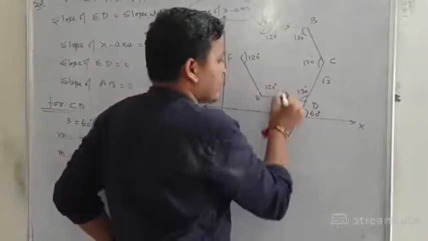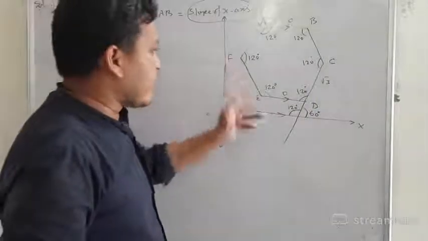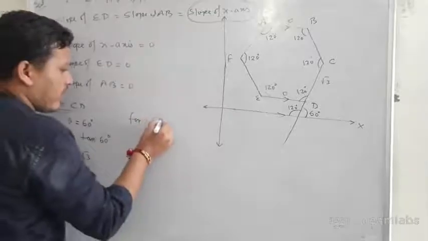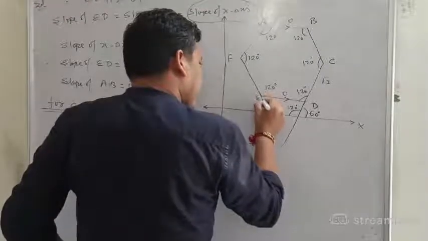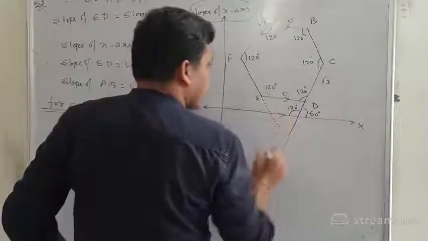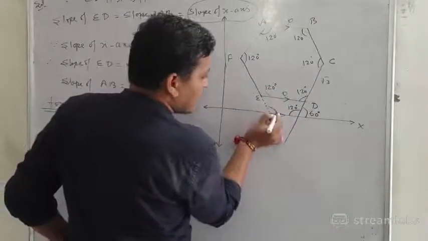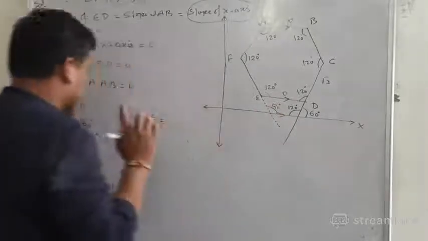The slope for CD is √3. Next, this line FE is remaining. Now for FE, we produce the line in the forward direction or in the backward direction, we can say. This will be backward here. So this angle is 120, so this one is also 120 degrees.